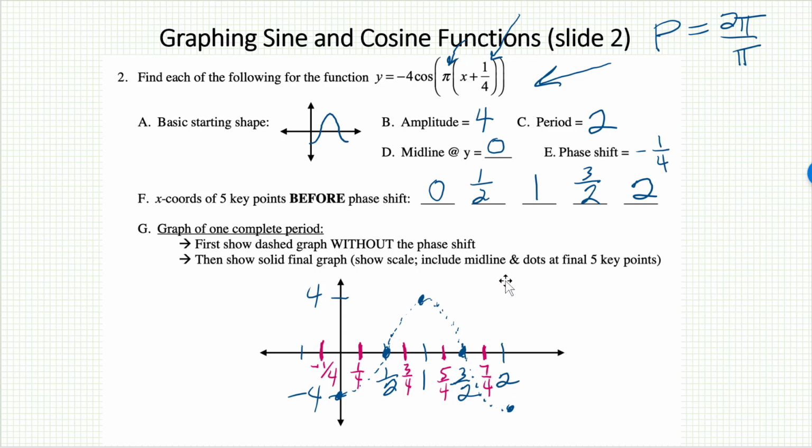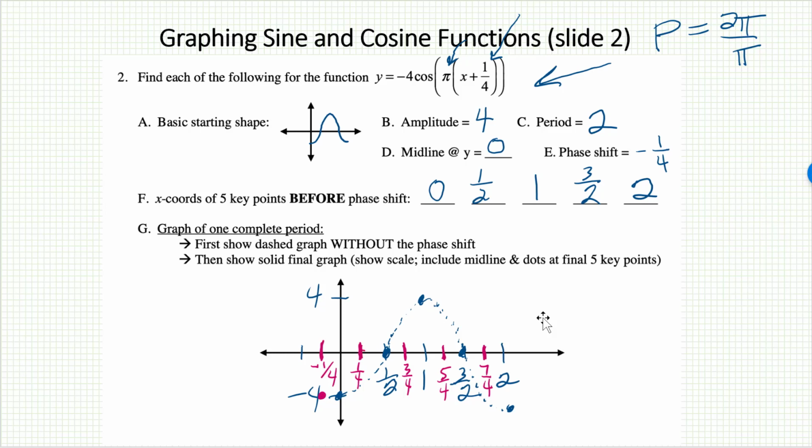So I've had to mark on. I do want to have the scaling shown clearly. I should be able to tell where the 5 key points are. So I've got those marked on. Now I can move those previous points to the right spot. Just move each one to the left by 1/4. So this dot would move here.